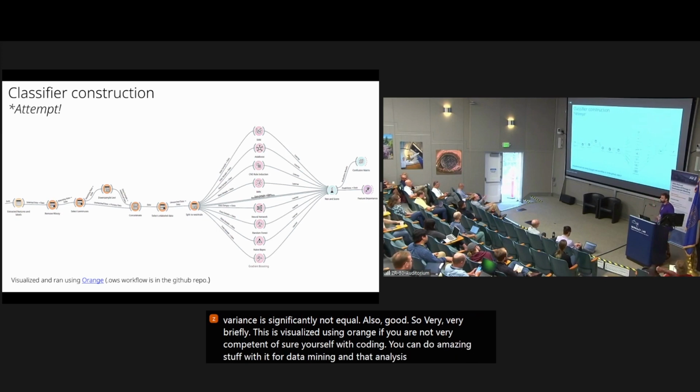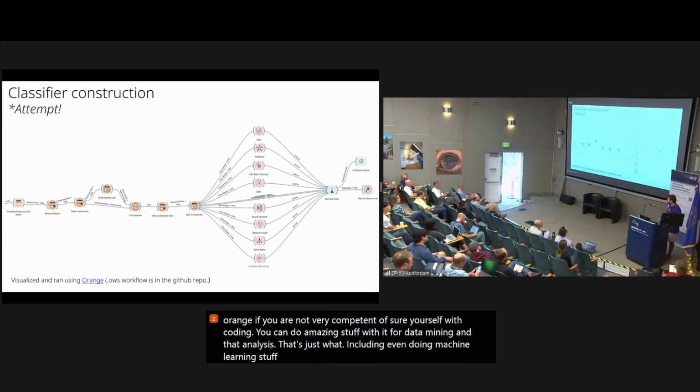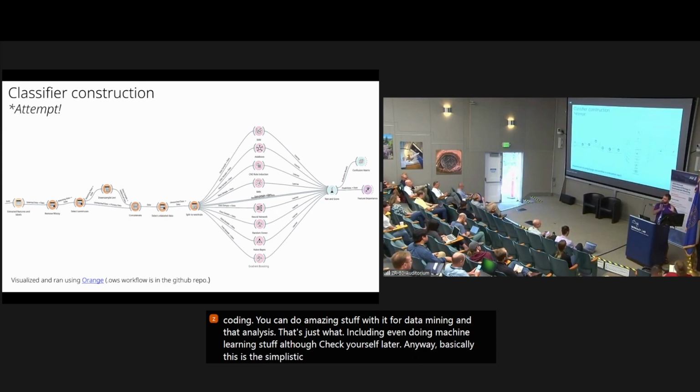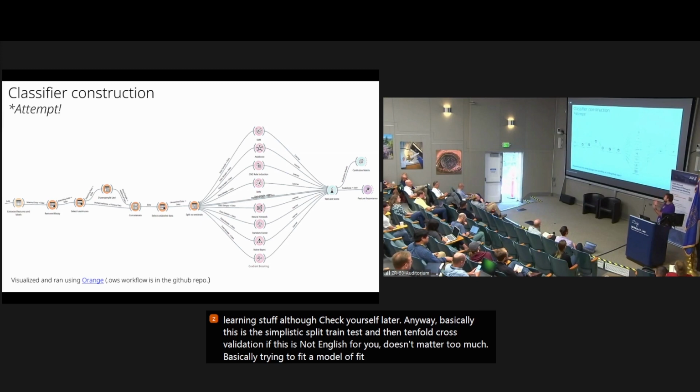So that's just the word. Including even doing machine learning stuff, although check yourself later. Anyway, basically, this is the simplistic split train test and then tenfold cross validation. If this is not English for you, it doesn't matter too much. Basically trying to fit a model or fit a machine learning algorithm that could predict whatever variable we try.